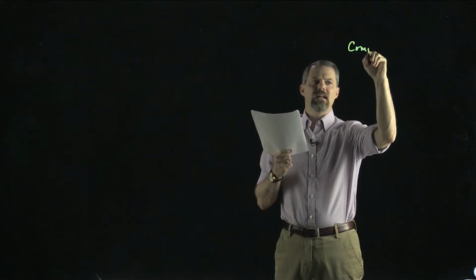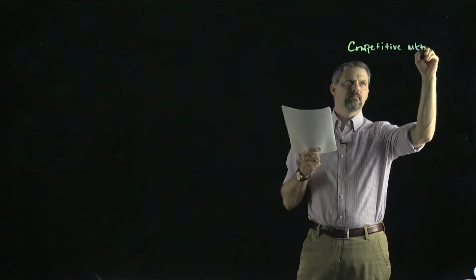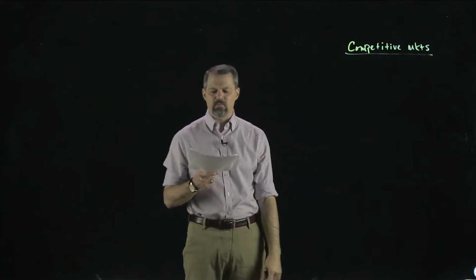Let's think about some of the assumptions that we make with this basic demand and supply model. We're going to be thinking about competitive markets. We're going to start by thinking about essentially what we call perfect competition, but typically these days we just call them competitive markets. So let's talk about the characteristics of a competitive market.